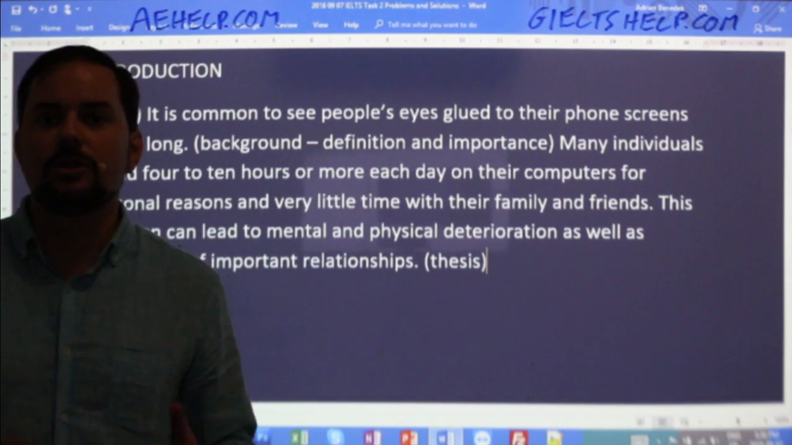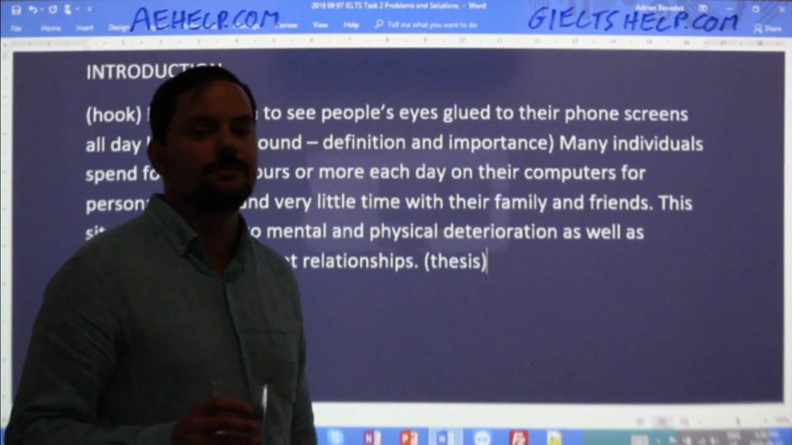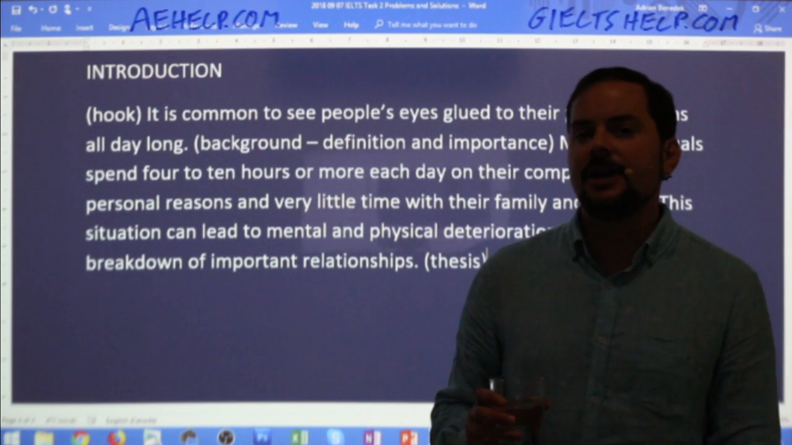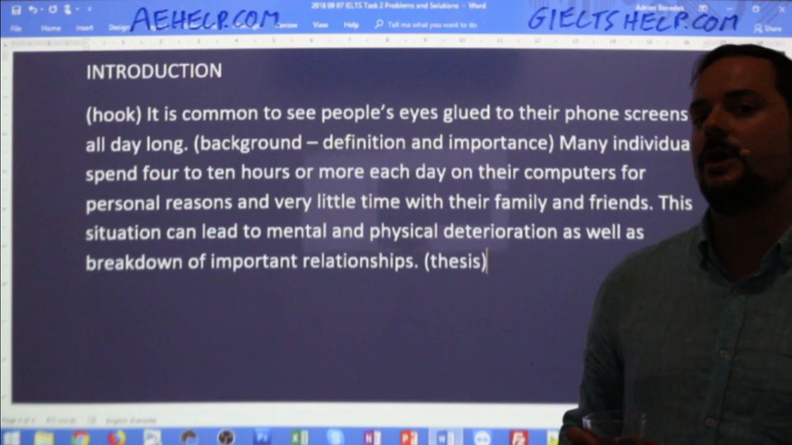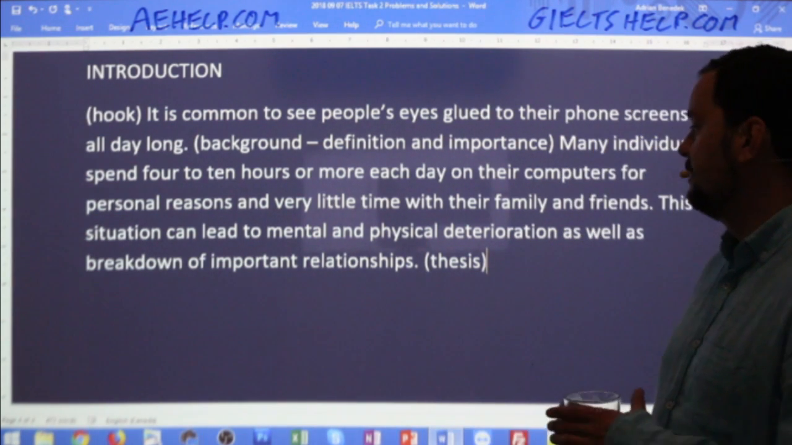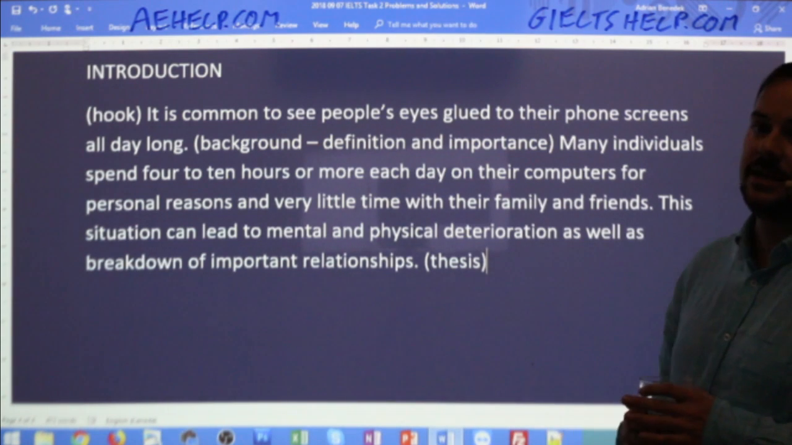So what is a good thesis here? I'll give you a few seconds to think about your thesis statement and write it down. Again, remember, the thesis will either make the essay if it's a good thesis statement. If it's a bad thesis statement, it will break the essay.